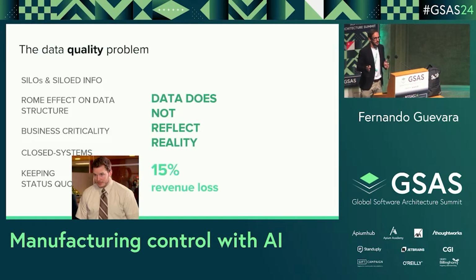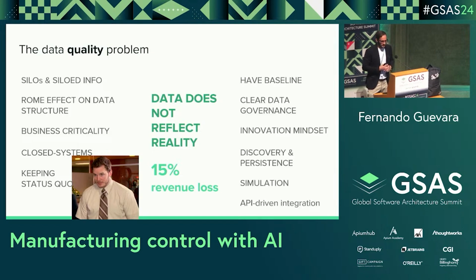Most companies calculate, this can vary a lot, but calculate that 15% of revenue loss because of data quality issues. That's a lot of money to be losing just because we didn't prepare before or because we are carrying over errors, right? So a couple of things that can help us fight this.